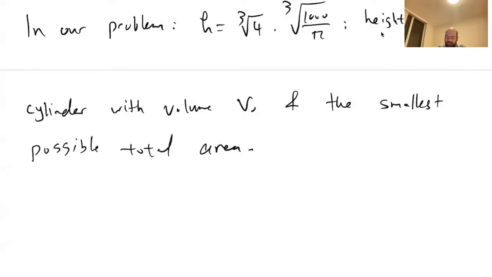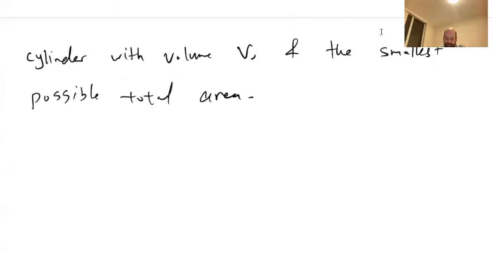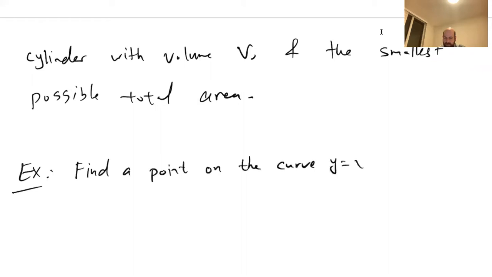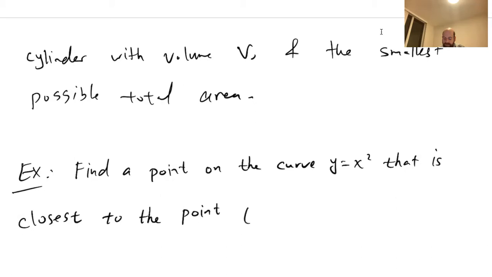All right, let's look at the next example. Example: find the point on the curve y equals x squared that is closest to the point 18 and 0.